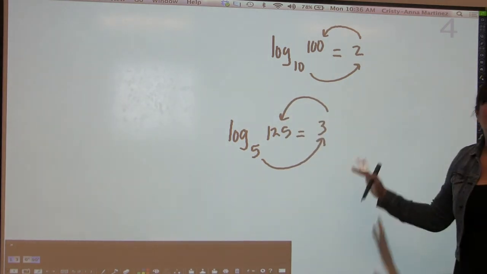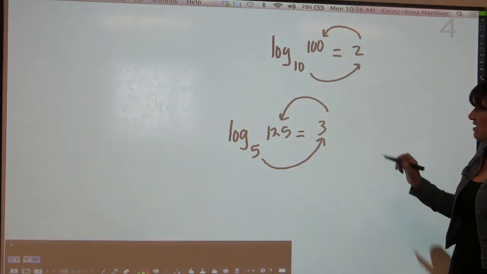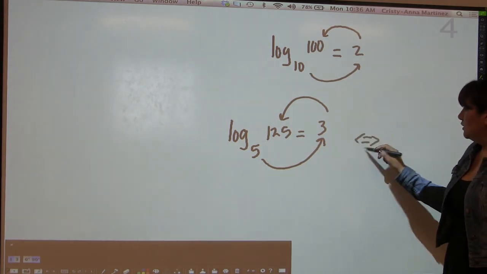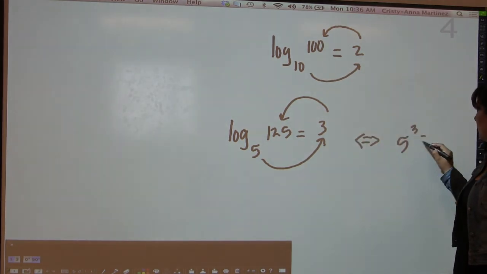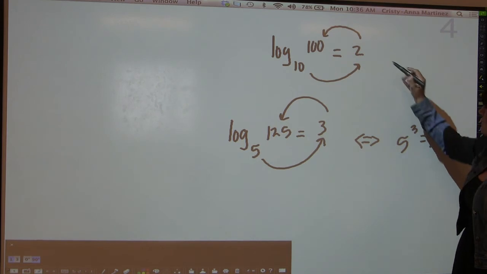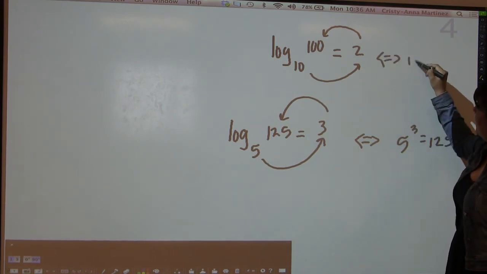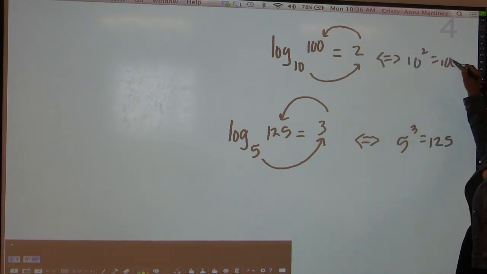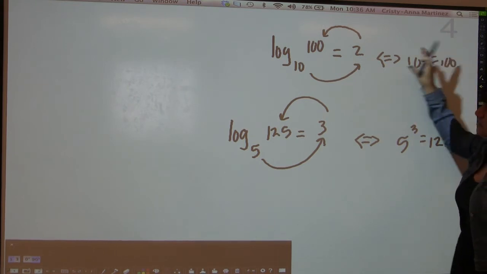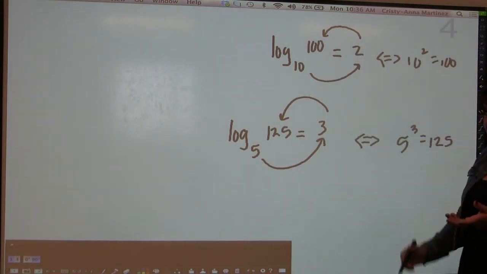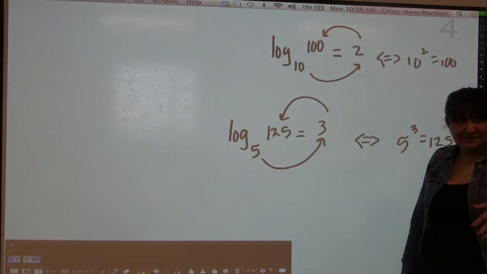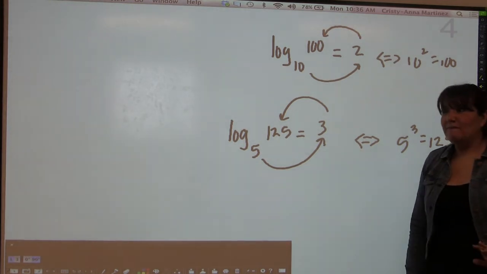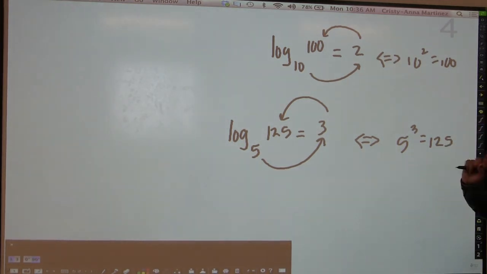This is how you can get used to writing it in exponential form. This would be the equivalent to 5 to the third power is 125. This is the equivalent of 10 squared is 100. This is the exponential form. This is the logarithmic form. And again, as I said earlier, your success as we move further is going to be your ability to go back and forth between those two forms.